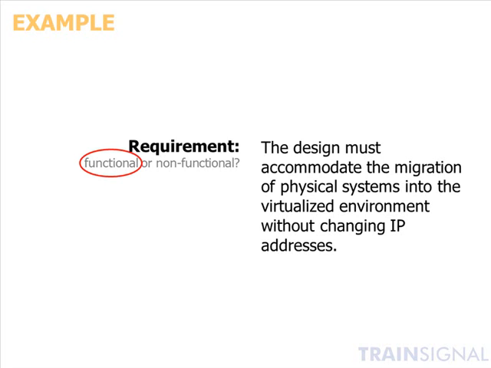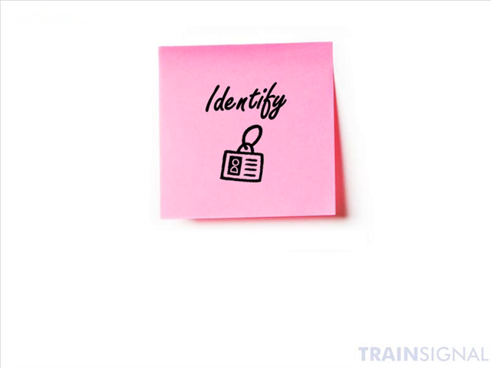A non-functional requirement would have said how we go about doing something. We would have said the design will use network address translation to maintain IP addresses or something similar. But we're not specifying how we go about doing it. We're just specifying what needs to be done. The function that needs to be represented in the design is the ability to migrate physical systems without changing their IP addresses. So this is a functional requirement.